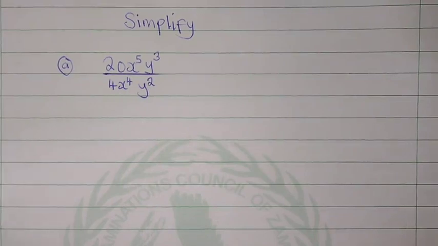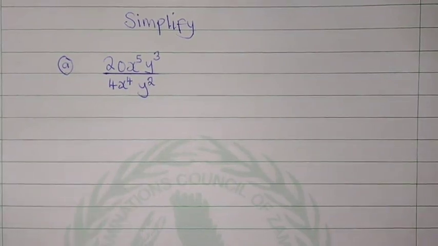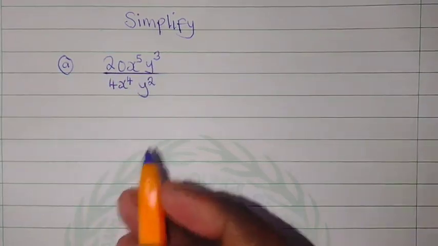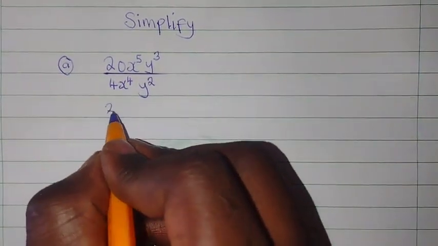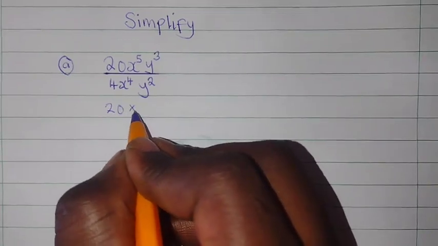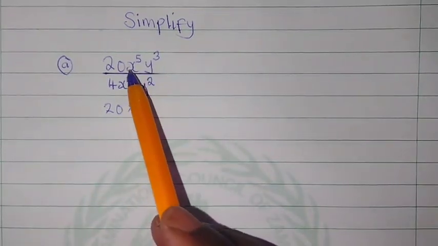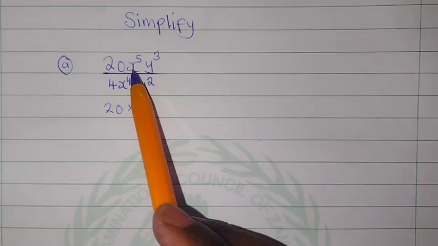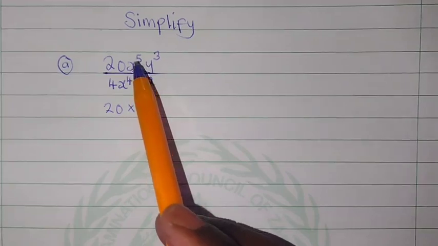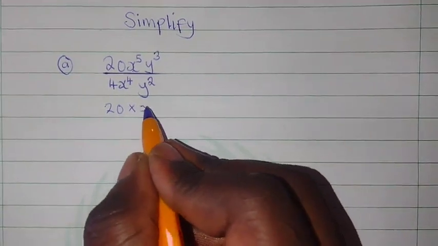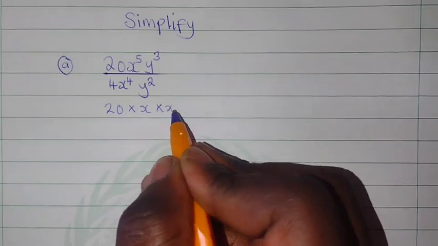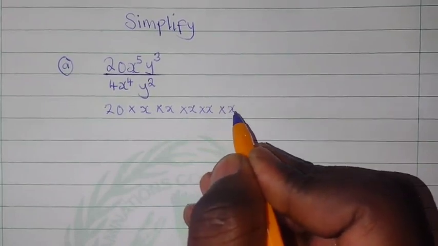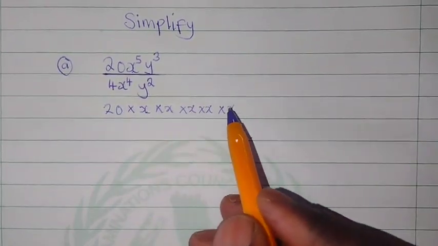So this is a very simple question. So how can you simplify this question? The first thing, we are going to rewrite our numerator using multiplication. So we are going to write 20 times. Now we all know that when the base x is raised to the power of 5, it means that x has been multiplied by itself 5 times. So we have x times x times x times x times x. So we have 1, 2, 3, 4, 5.